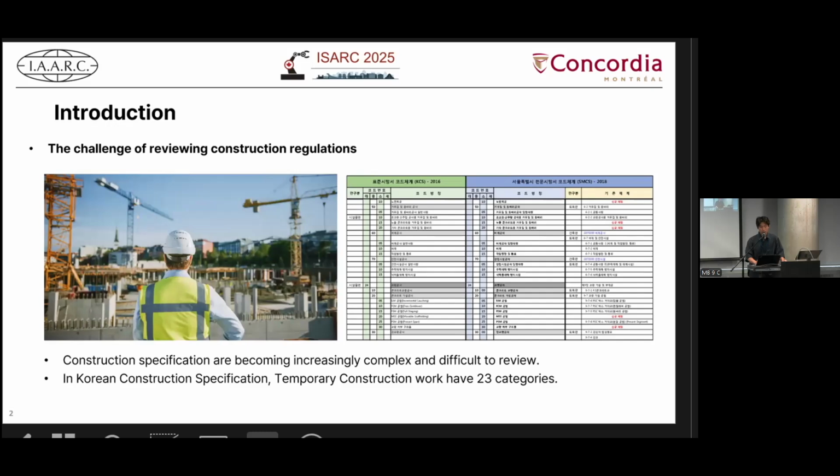Construction regulation checks and inspections are a crucial part of the construction industry. Modern construction methods and site conditions are becoming more diverse, so regulation reviews need high expertise and are still very difficult in practice. In Korea, the Construction Standard Specification, or KCS, is divided into common, facility, and project sections, each containing hundreds of detailed codes. For example, even the temporary construction work category alone is divided into 8 main categories and 15 subcategories.